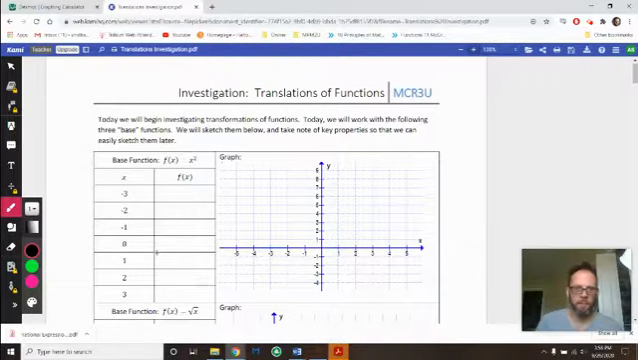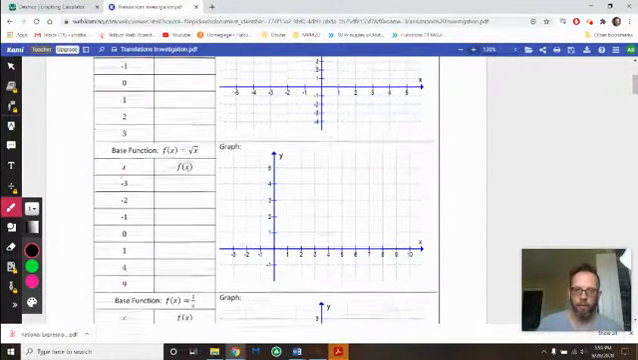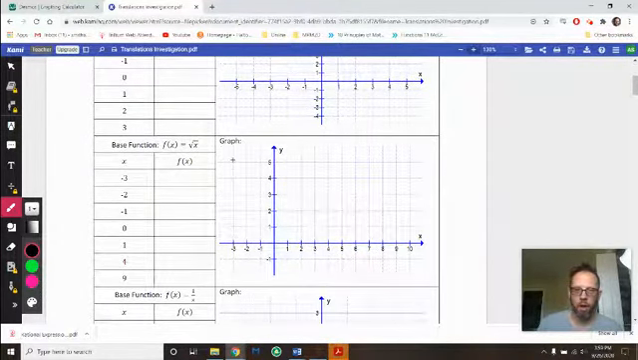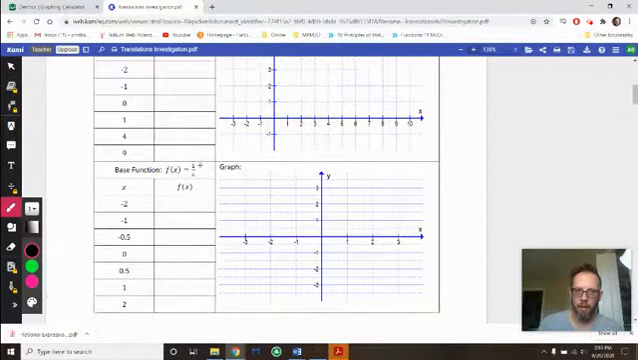Everyone, Mr. Smith here, and in this video lesson, we're going to investigate translations of functions. To get started, we're going to look at three basic or base functions. One of them you already know and should just have in your math toolbox: the base function f of x equals x squared, or the basic parabola. Then some other base functions we're going to want to have down are the radical function, the square root function, and the rational function 1 over x.